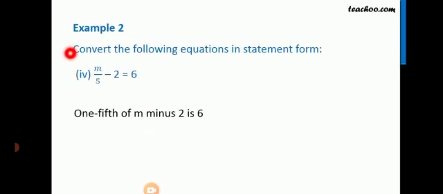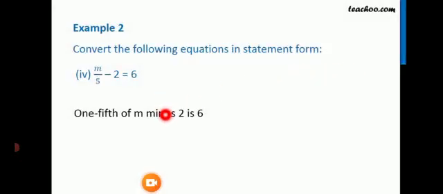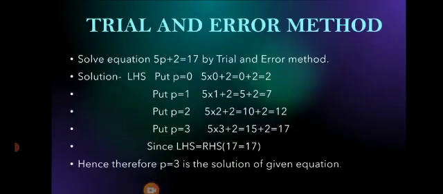Let's see the second example. Convert the given equation into statement form. Now we are given the equation and we have to write it in statement form. m upon 5 minus 2 equals 6. That is, m upon 5 means 1/5 of a number m, minus 2, is 6. That is, 1/5 of m minus 2 is 6.